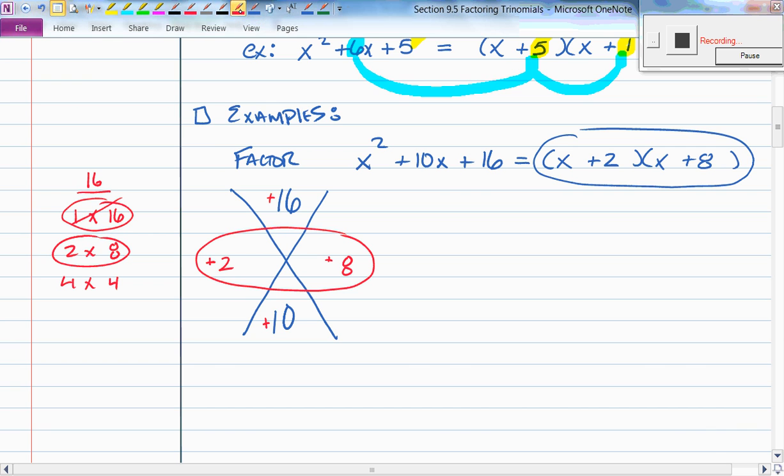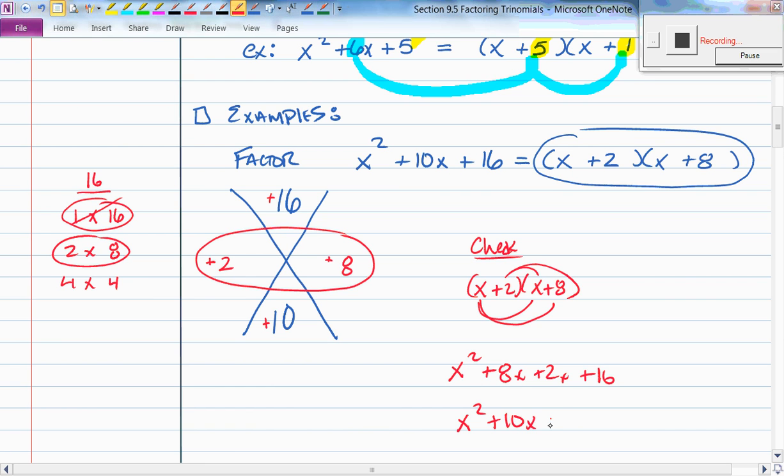Watch. I'll prove it to you. Check. If I take x plus 2 and I multiply it by x plus 8, I'm multiplying two binomials. What should I use? FOIL. Let's see here. What's x times x? x squared. What's x times 8? 8x. Good. What's 2 times x? 2x. And what's 2 times 8? 16. If I add 8x and 2x, what do I get? x squared plus 10x plus 16. Is that what I had before? So I know I've done it correctly.